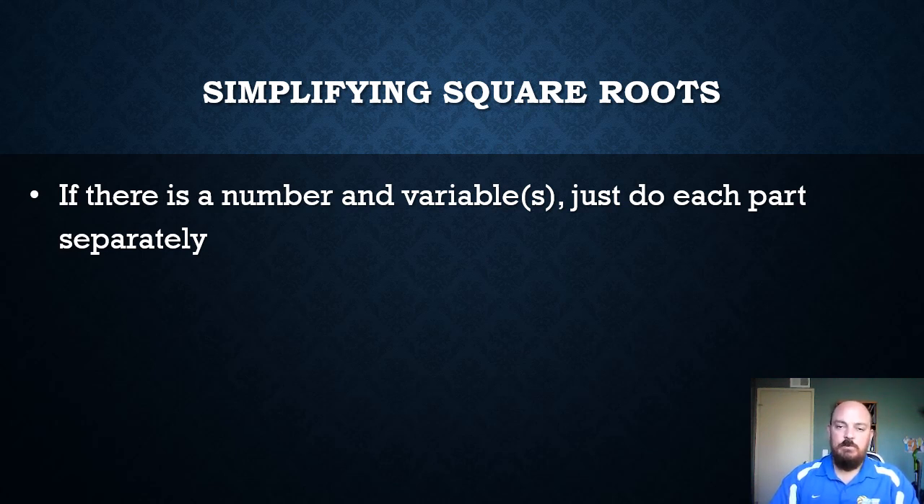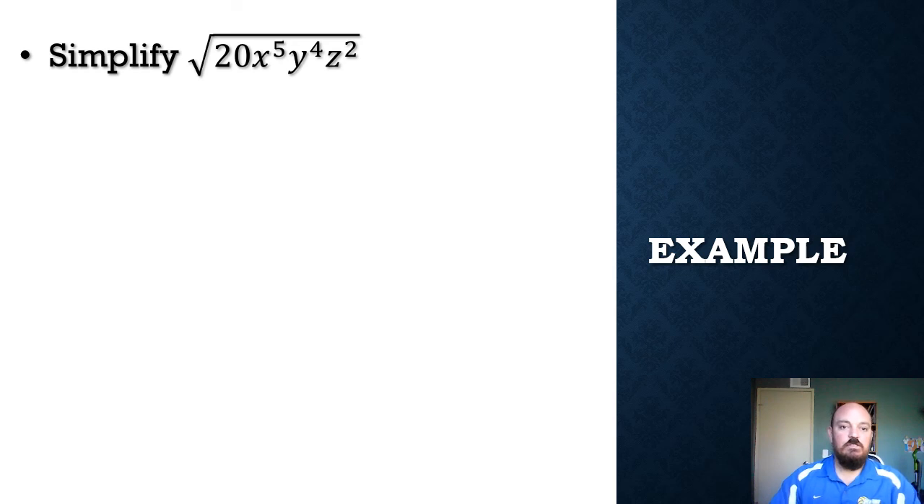Now, just like a lot of problems we've been doing recently, if you have a number part and a variable part, just do them separately. So this will be our last example for today. We're going to simplify the square root of 20x to the 5th, y to the 4th, z squared. And I'm going to do this as 4 separate problems. I'm going to do the number part first, the x part second, the y part third, and the z part fourth. All 4 of those things together will give me my final answer.